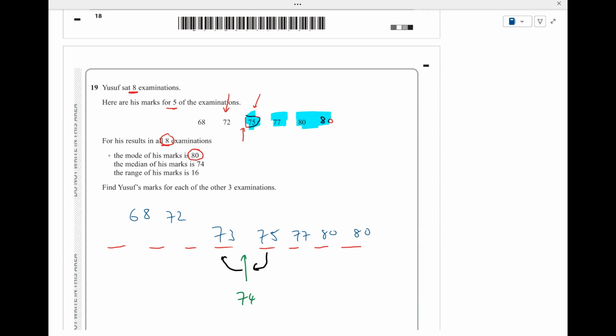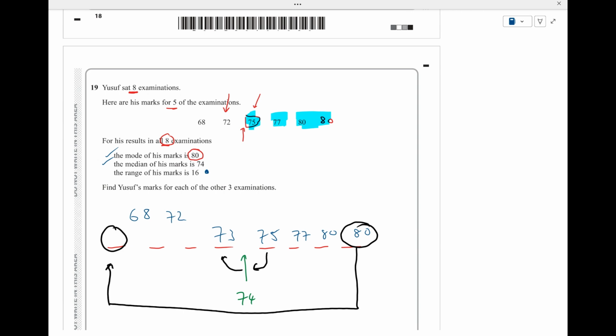I've used the mode. I've used the median. The range is 16. Right. So from here to here is 16. Well, what's 80 minus 16? Let's have a look. 80 minus 16. His lowest mark must be 64. We haven't had a 64 yet, so that must be 64. So the 68 and the 72 must fit in here.